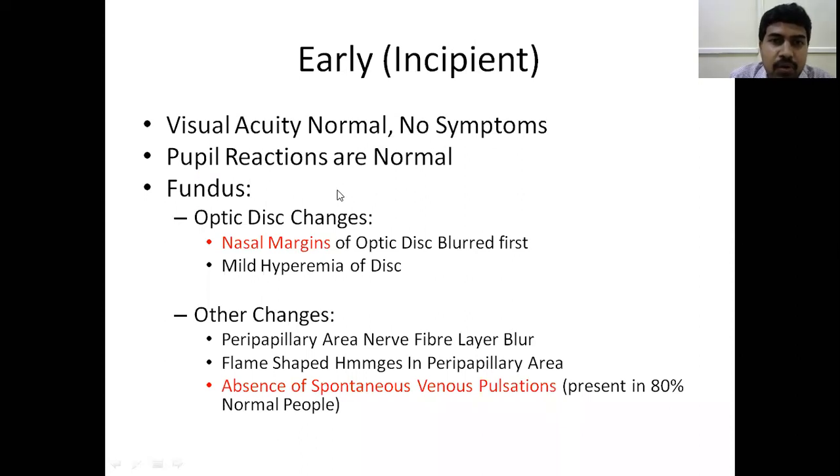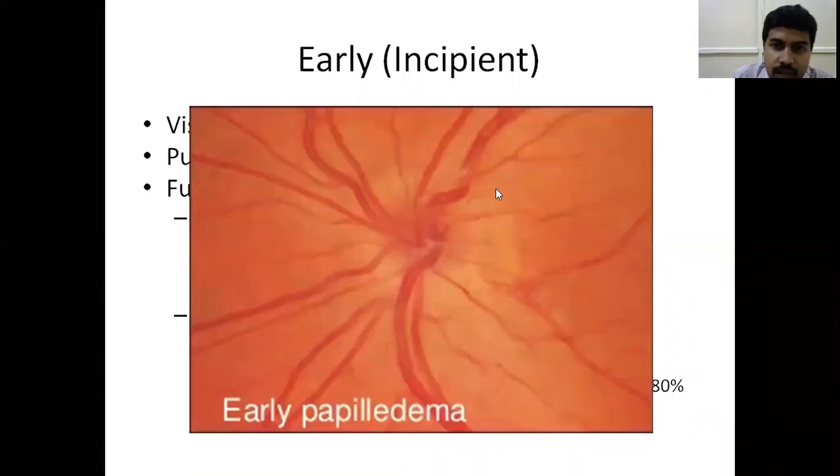Visual acuity is normal, no symptoms. Pupil reactions are normal. Fundus just shows nasal margins of the optic disc are blurred first. So in PG entrance, they'll be asking which optic disc margins are blurred first. So nasal margins are blurred first, and mild hyperemia of the optic disc will be seen. Here you see the nasal margins of the disc are a little blurred and mildly hyperemic, red in color. This is the early stage.